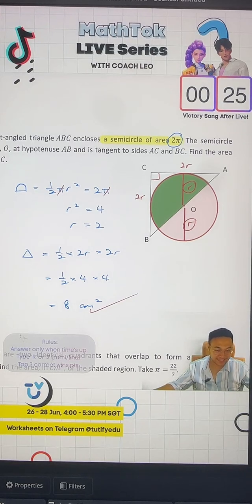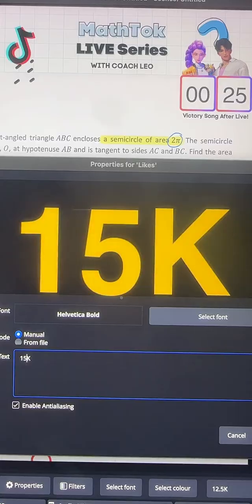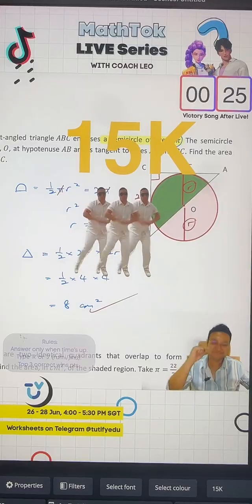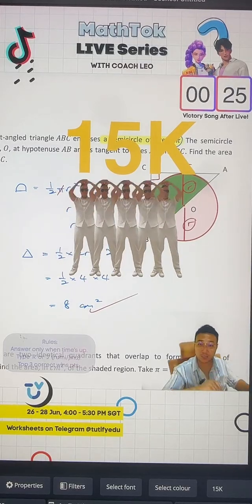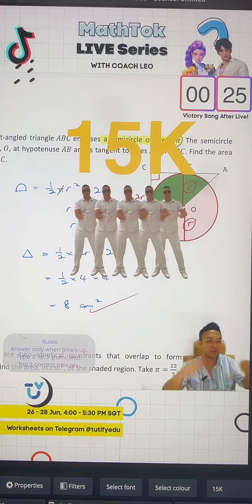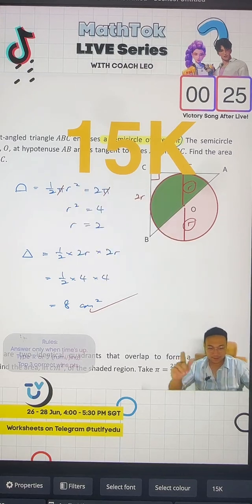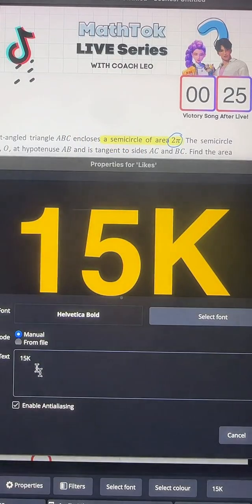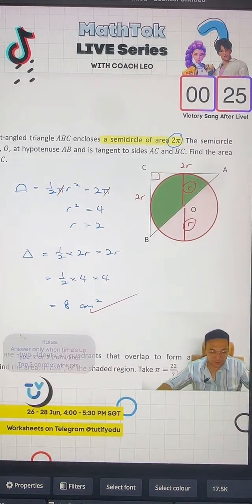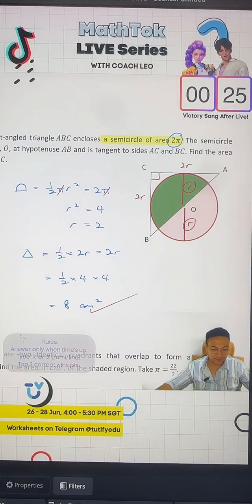Okay, we're already going to hit 15k likes. Let me update the likes to 15k, then we'll play it. Wow, I think today's likes is more than yesterday. Okay, ready? Let's go! Well done! Alright, let me update this now to 17.5. Very good students. Let me reset it also. Okay, done. We are loaded and ready to go.